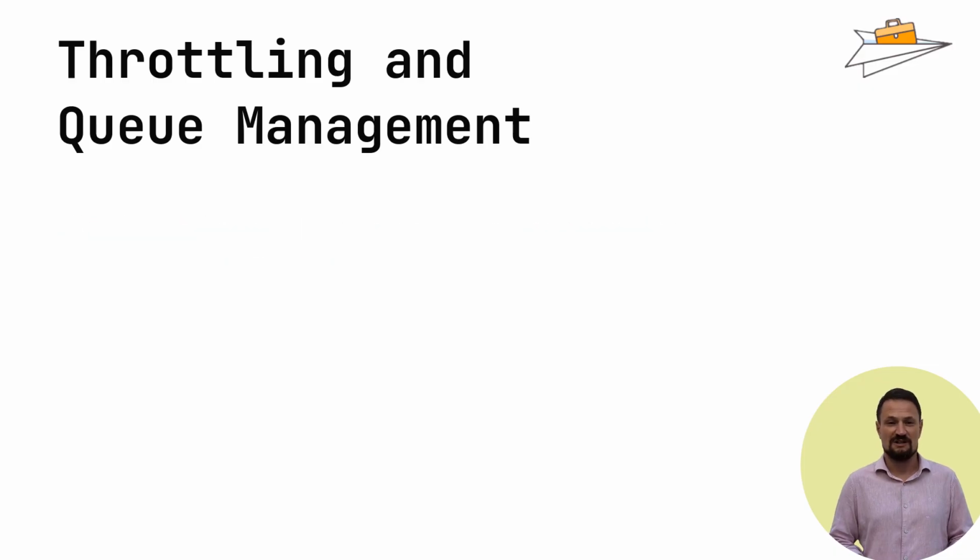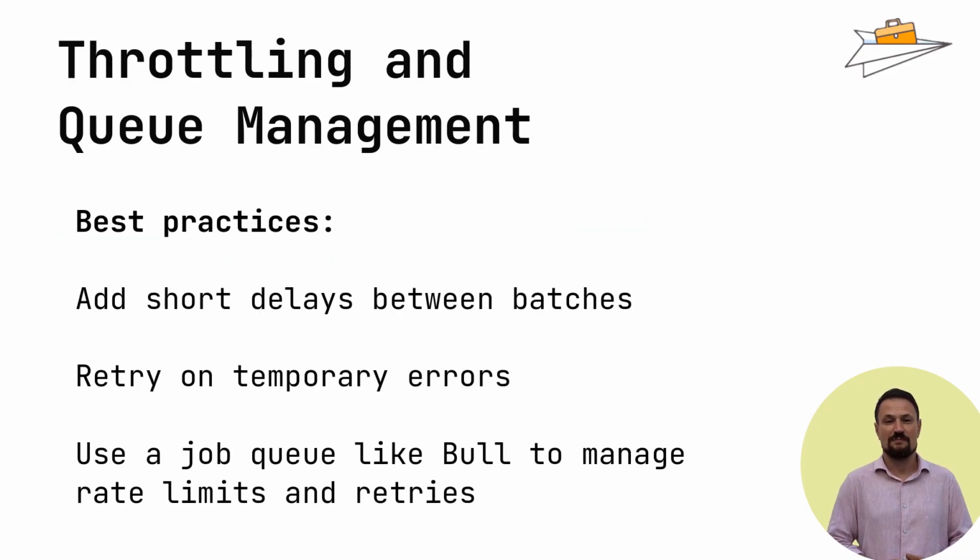Best practices of queue management include the following. First one, add short delays between batches, see example above. Next, retry on temporary errors. And use a job queue like Bull to manage rate limits and retries.